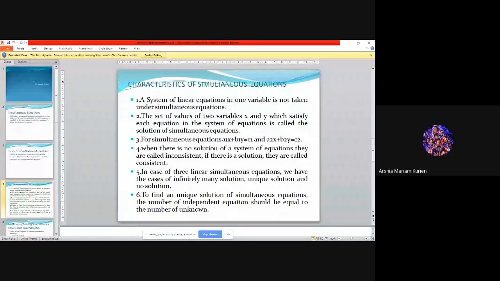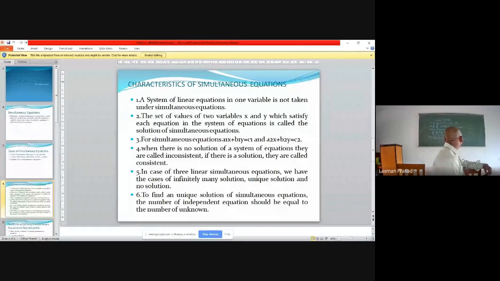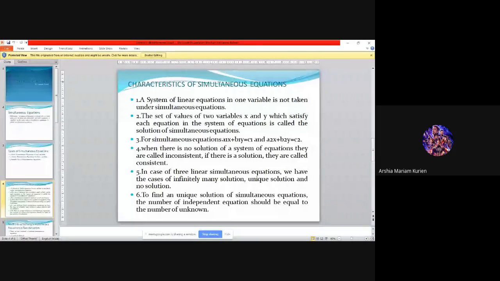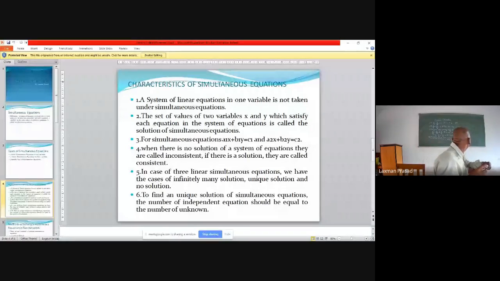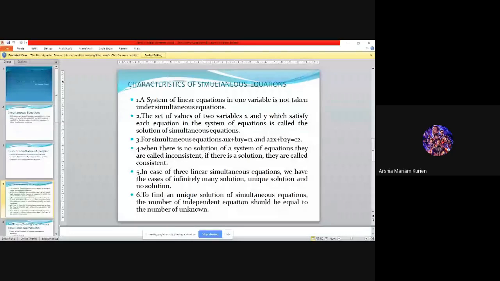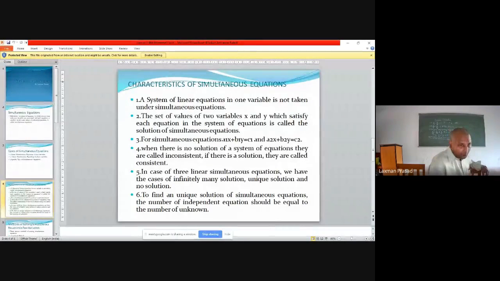Yes, sir. If C1 and C2 both are 0, it means that C1 equals to 0, C2 equals to 0, then the only solution of the system is x equals to 0.